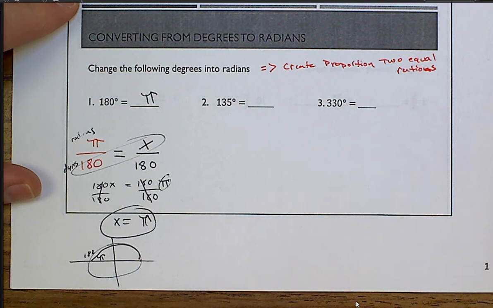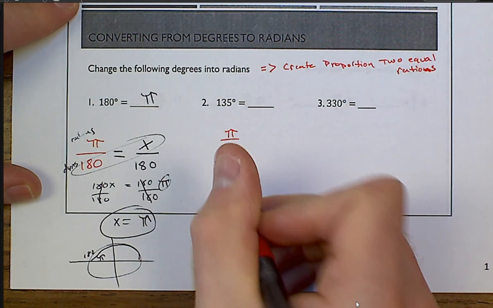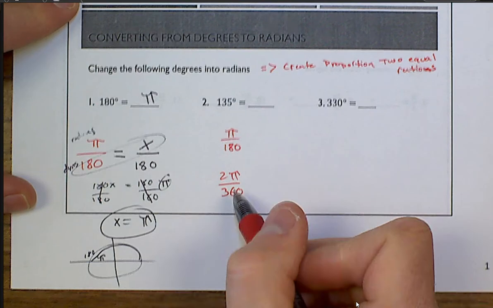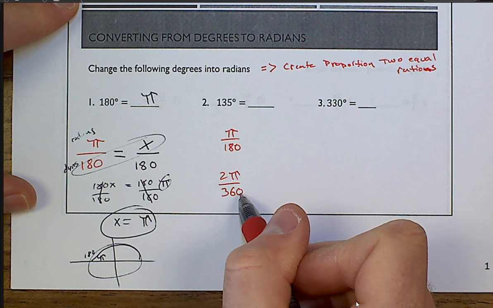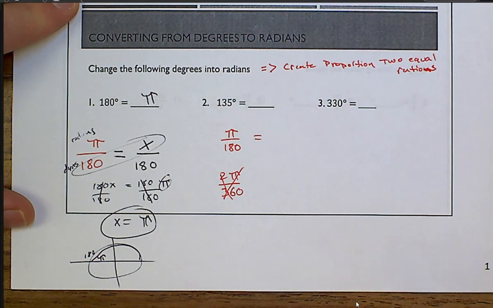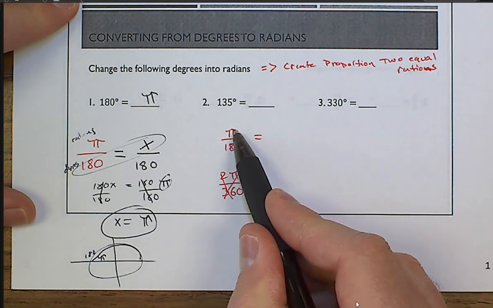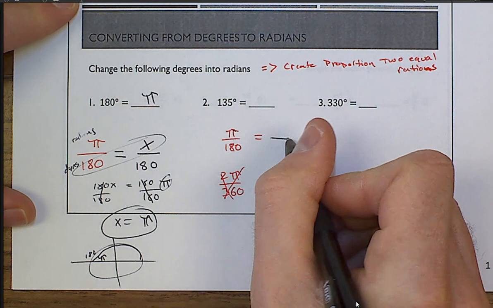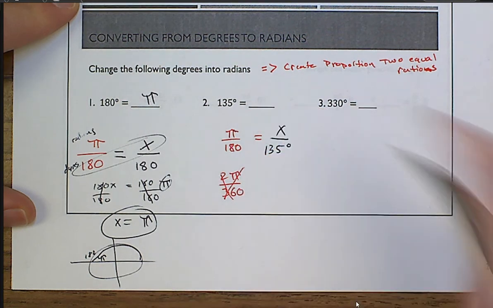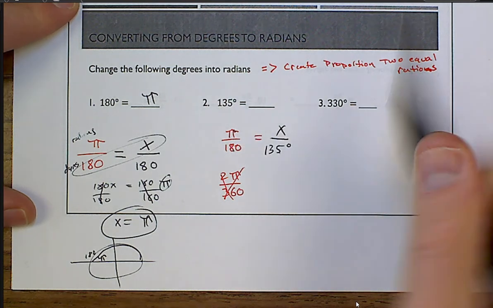So again, I always start with pi over 180. Some students will go 2 pi over 360. I don't like to do that because it's just bigger numbers, but you could easily do this because 2 pi is 360 degrees. But I just usually stick with pi over 180. Okay? You could also go 180 over pi as long as you're consistent. I go radians on top, degrees on the bottom, equals 135 degrees, x radians. Got to stay consistent. Radians over degrees, cross multiply.